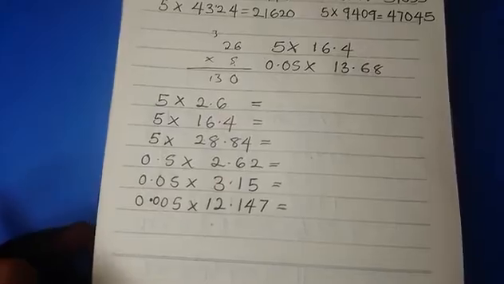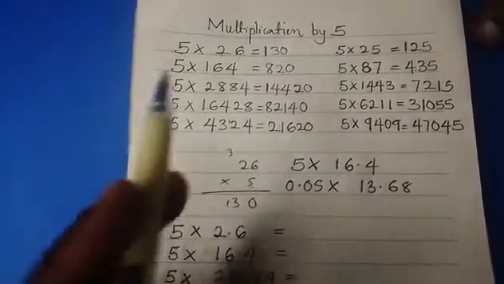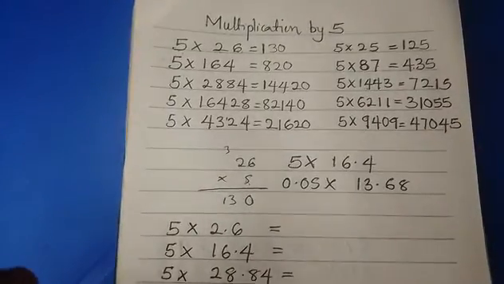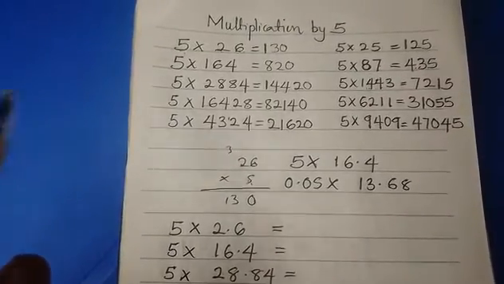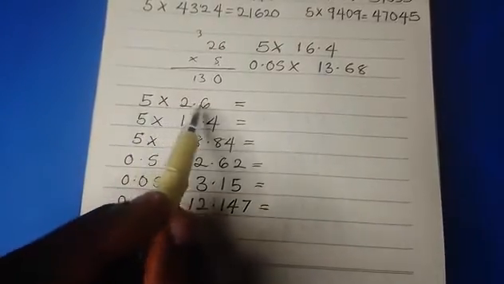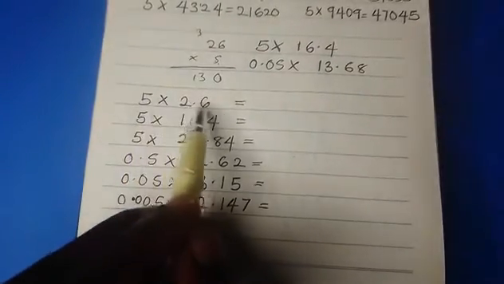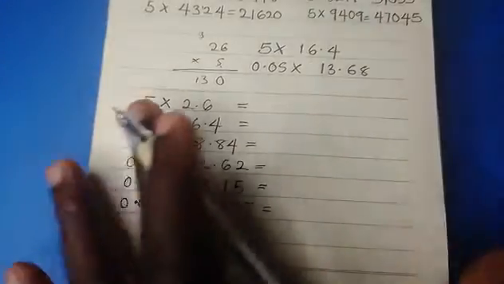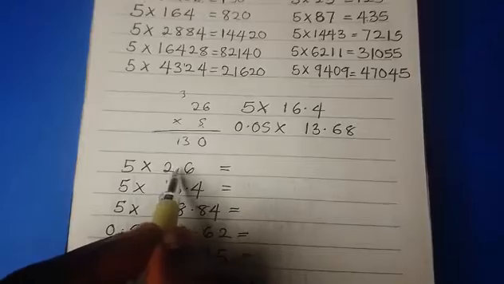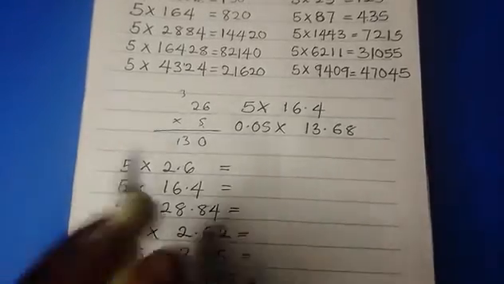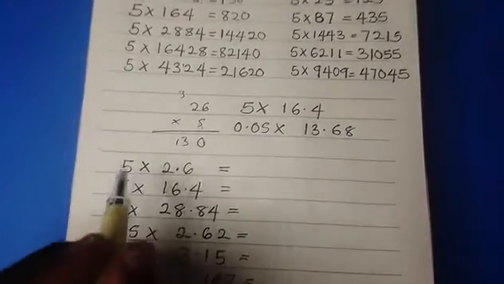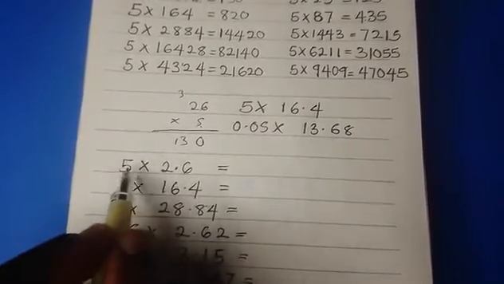Now, in the previous video, we looked at multiplying odd numbers and even numbers by 5 mentally without necessarily using any calculator. Now, how do we multiply 5 by 2.6? Very easy. We just forget the decimal point. That's just the trick. Forget the decimal point and multiply, then return the decimal point. So 5 multiplied by 2.6, we'll say 5 multiplied by 26.